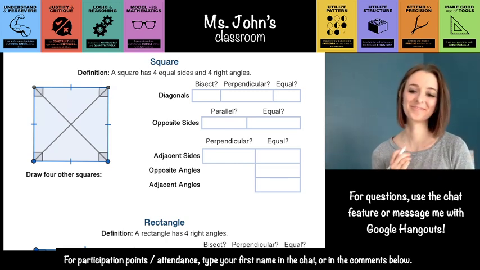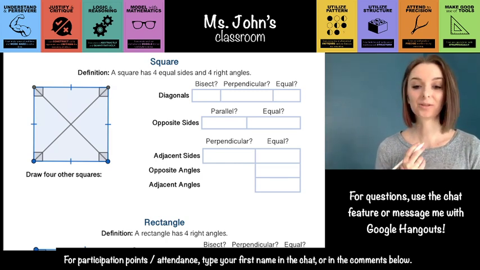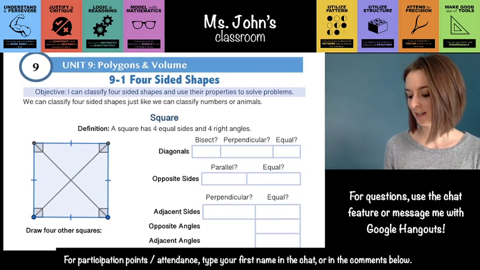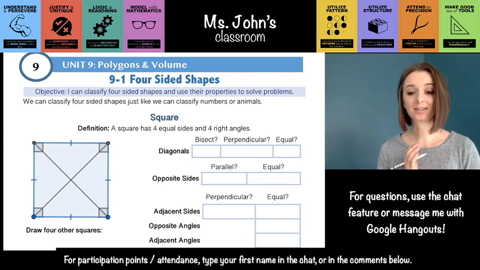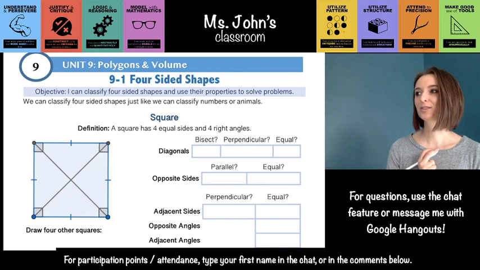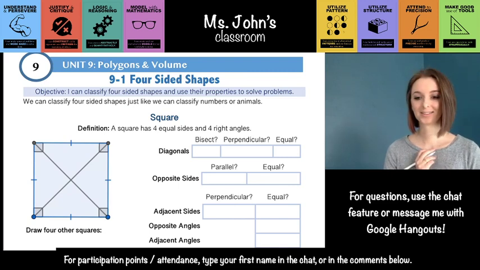Hi, guys. So we are on 9-1 today. I have a feeling you guys are going to like this unit compared to the unit that we just came from. So that's good.